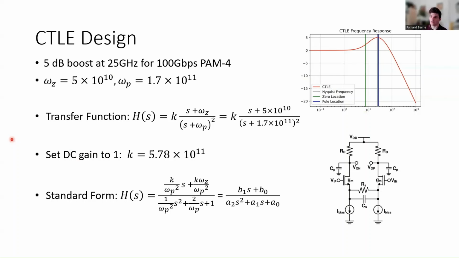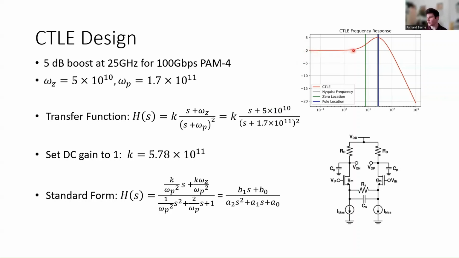Now let's talk about how we're going to model the CTLE. Last time we used 100 gigabit per second PAM4 signaling, which means that the Nyquist frequency is at 25 gigahertz. The idea of the CTLE is to boost the signal around the Nyquist frequency and attenuate all the other frequencies. So we'd like our CTLE frequency response to look like this red line here, where we have 0 decibels of amplification or unity gain at DC.